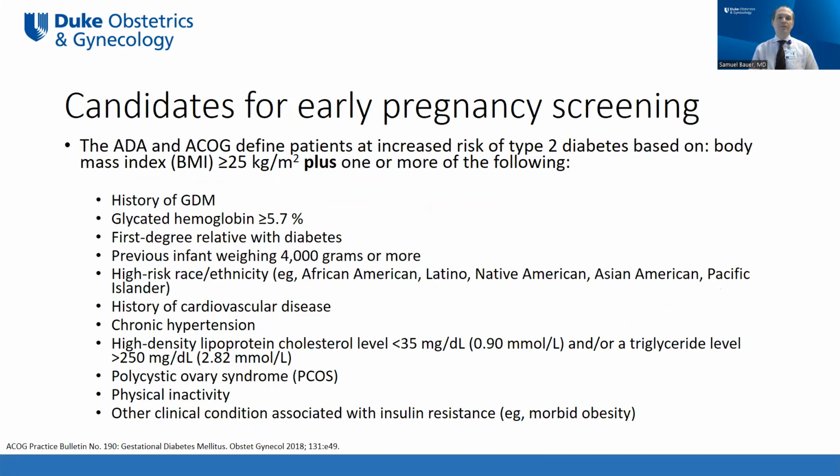This is a list of candidacy for early pregnancy screening for gestational diabetes identified by the American Diabetes Association as well as the American College. This is for patients that have a BMI equal to or greater than 25 plus one of these risk factors. You can see them on the screen: a history of gestational diabetes, first degree relative, macrosomia, history of cardiovascular disease, hypertension, hypercholesterolemia, PCOS. Many of these patients can benefit from screening, and oftentimes these are patients that may have an early screen that is positive for gestational diabetes, likely pre-existing diabetes.